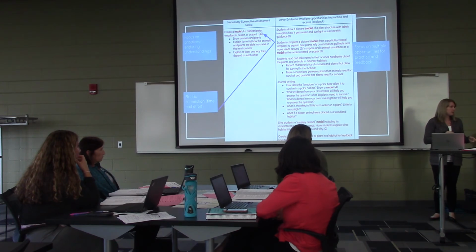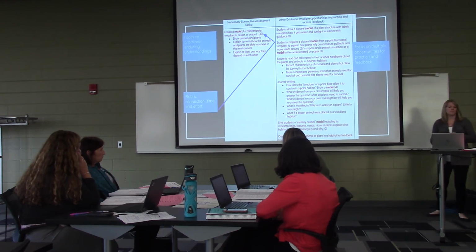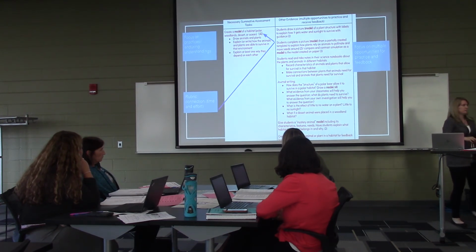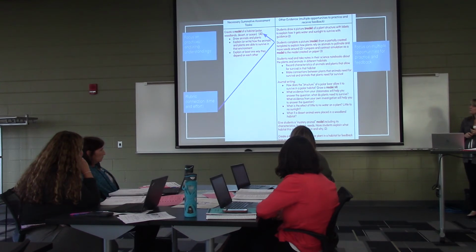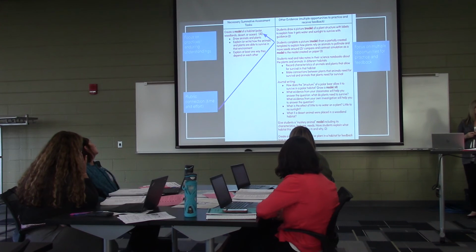I know where they need to go, but where am I going to give them feedback and those multiple opportunities to model within this unit? So that's what goes to the right. So it says other evidence, multiple opportunities to practice and receive feedback. So that's where I'm thinking about, like, well, I'll have the kids draw a picture of a plant structure with labels and explain how it gets water and sunlight to survive. So that's a model. I'll have the kids do another picture.